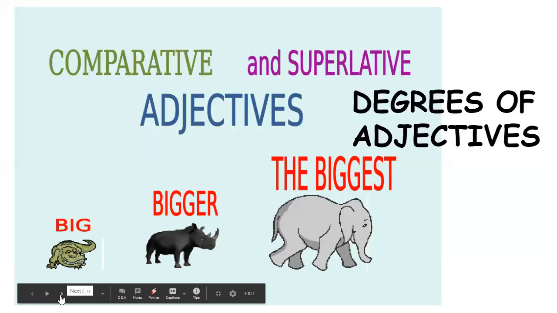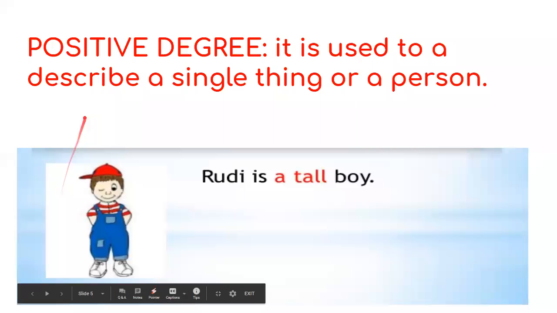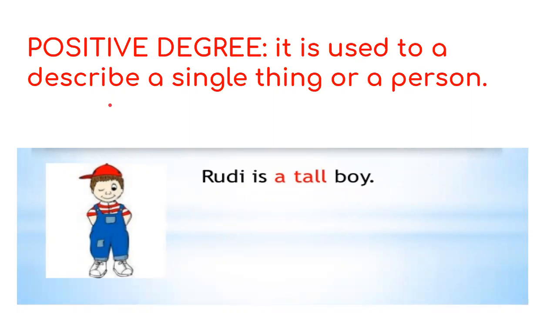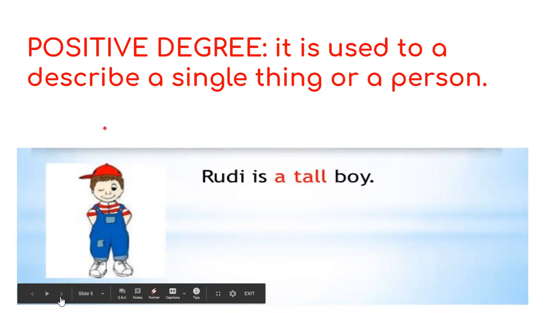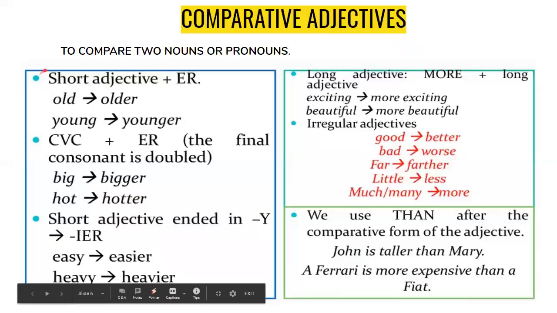Now let's study them one by one. First is the positive degree. Positive degree is used to describe a single thing or a person. Rudy is a tall boy. This is a general statement and I've described Rudy. Now, what are comparative adjectives? We use them when we compare two nouns or pronouns.